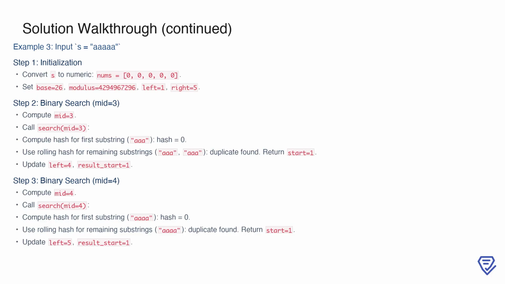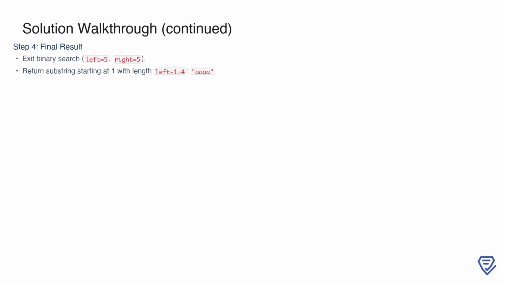In the second iteration, mid is recalculated as 4. The search function computes the hash for the first 4 characters, AAAA, and adds it to a set. Using the rolling hash, the remaining substring hash matches, indicating another duplicate. The search function again returns the starting index 1, so we update left to 5 and store the starting index as 1. Finally, the binary search terminates when left equals right, which is 5.